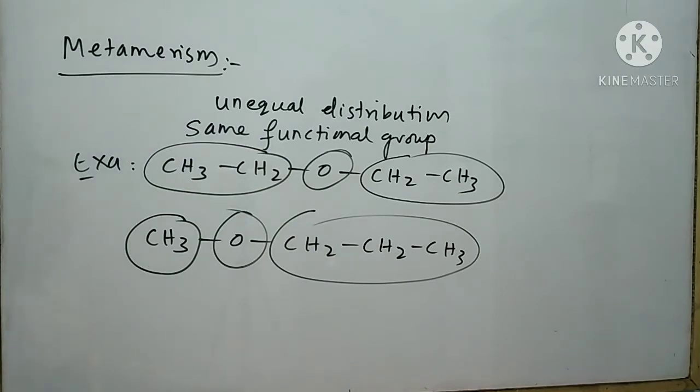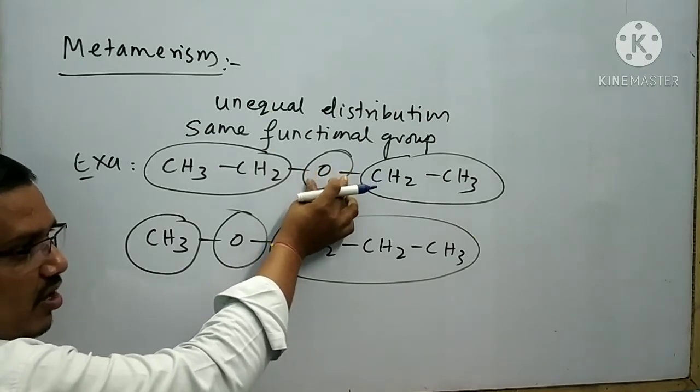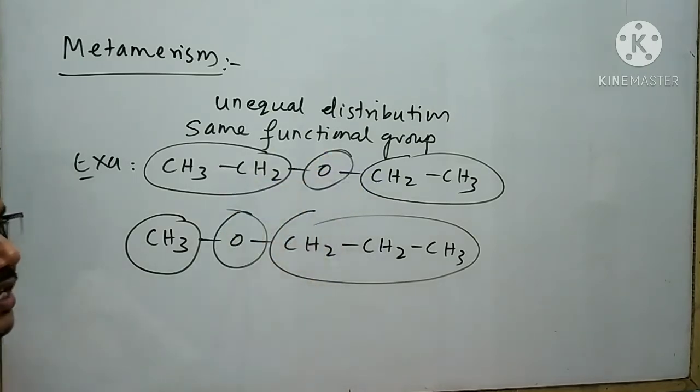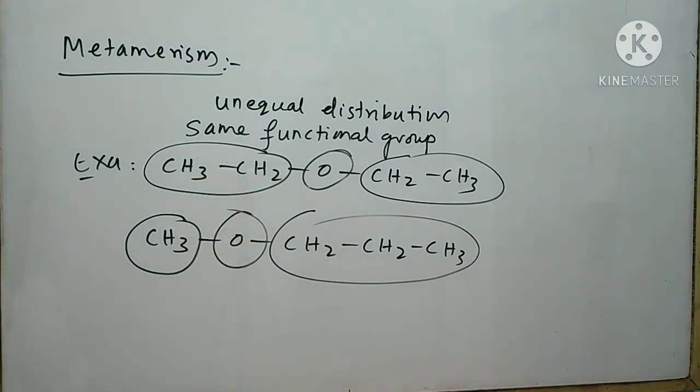That means in these two compounds, the distribution of carbon atoms is different on either side of the functional group ether. They belong to the same class of organic compounds. So these two compounds have different distribution of carbon atoms on either side of the functional group, and they are said to be metamers of each other.